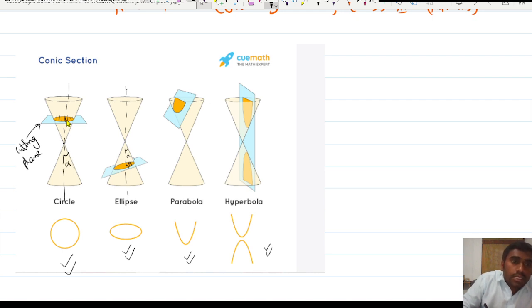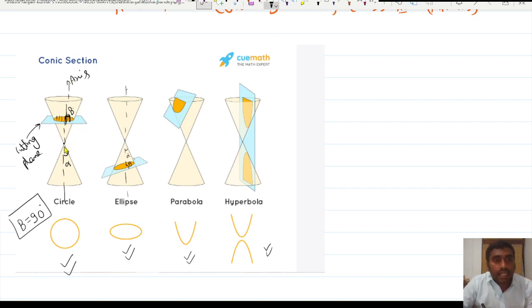Suppose this is your axis, and this is your cutting plane. The angle between the axis and the cutting plane is beta. So in the case of a circle, what is the value of beta? Beta is equal to 90 degrees. It means if the angle between the cutting plane and the axis is 90 degrees, then this will form a circle.